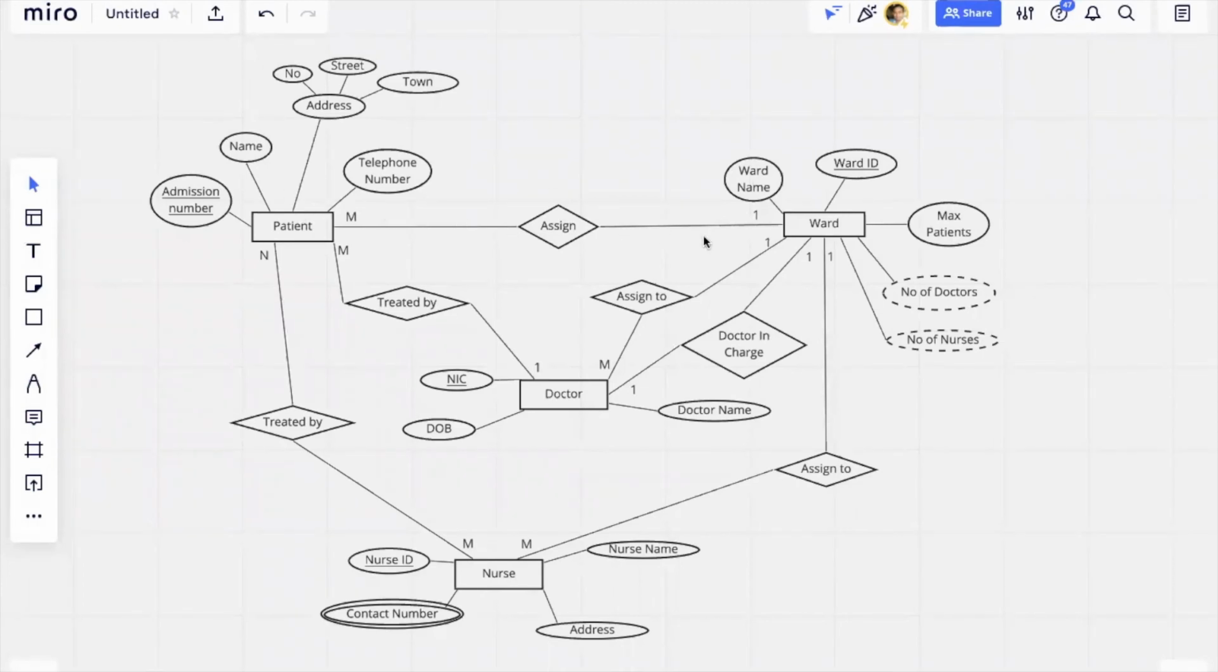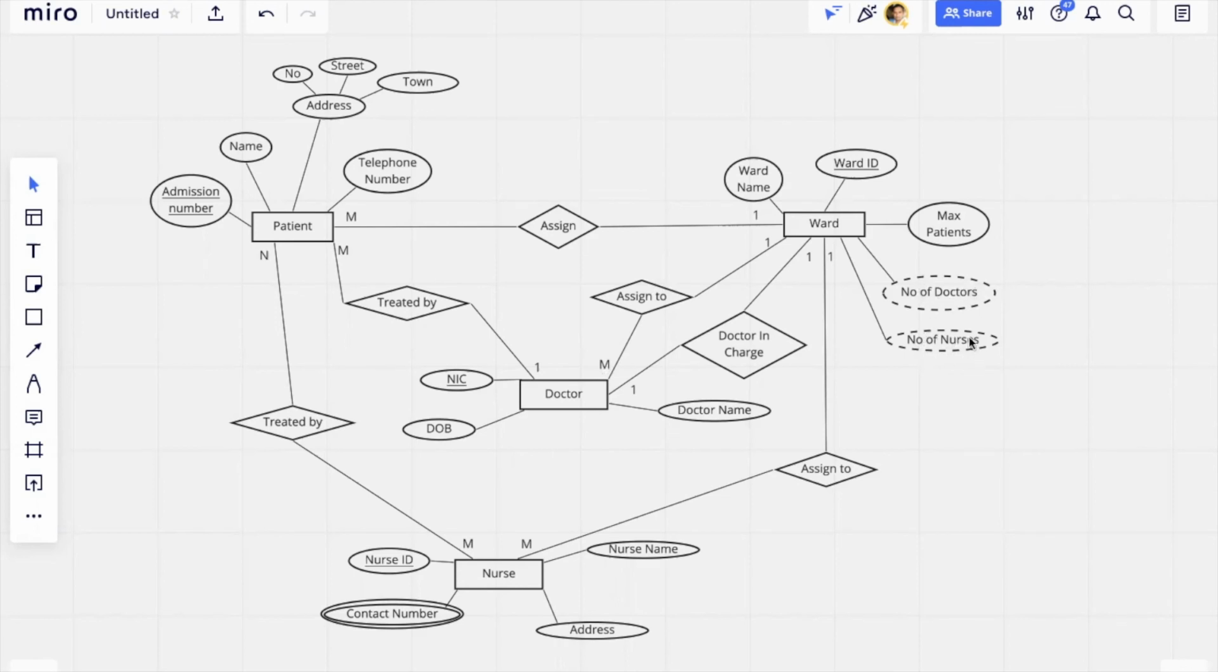Another thing that you might be wondering: this number of doctors is a derived attribute. This number of nurses is also a derived attribute, but the max patient is not a derived attribute. So what is the reason? The reason I already explained. The number of doctors can be calculated from this assigned to relationship. In the assigned to relationship, you know, in a particular ward, what are the doctors available? Assume that in a particular ward there are 10 doctors. The information of 10 doctors is available in this relationship. Therefore, you can calculate the total is 10. That is why this is derived.